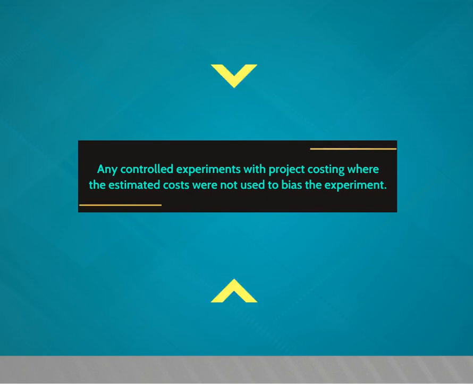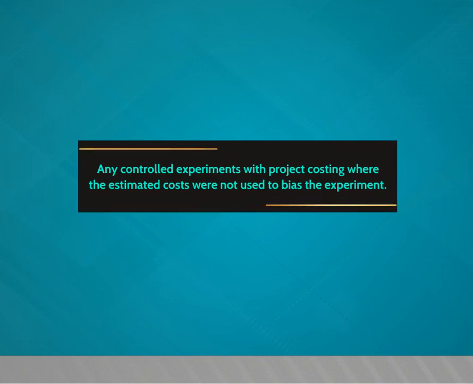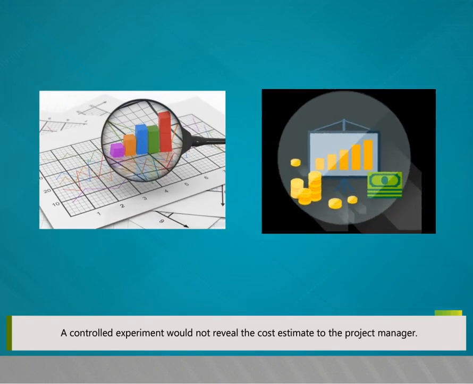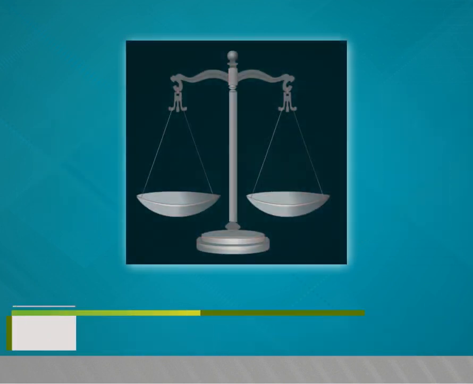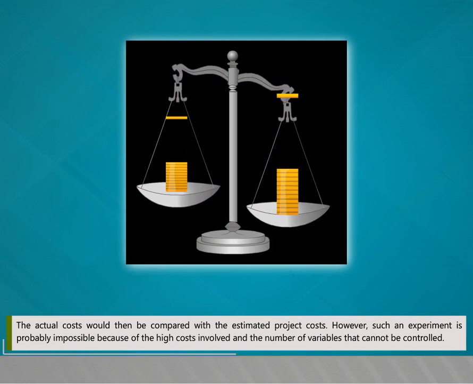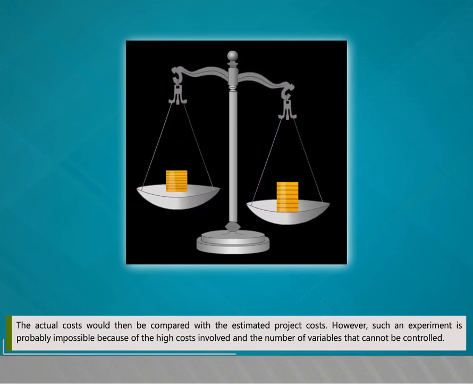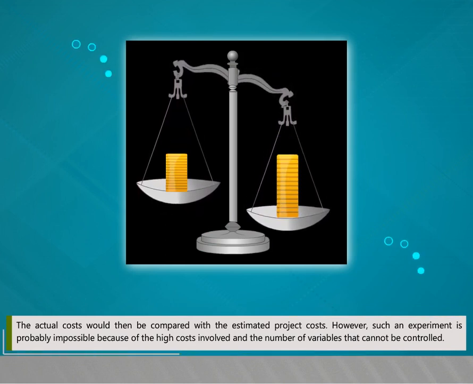Any controlled experiments with project costing would need the estimated costs not to bias the experiment. A controlled experiment would not reveal the cost estimate to the project manager. The actual cost would then be compared with the estimated project costs. However, such an experiment is probably impossible because of the high costs involved and the number of variables that cannot be controlled.